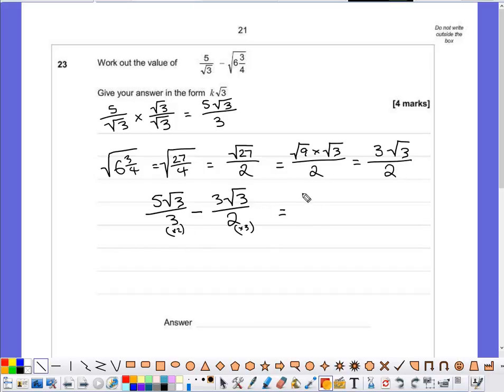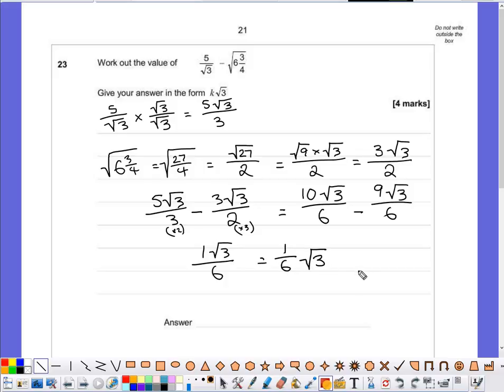So if we multiply this by 2, we're going to end up with 10 root 3 over 6, subtract 9 root 3 over 6. Now we can take these away. 9 root 3s over 6 taken away from 10 root 3s would leave us with 1 root 3 over 6. But the question wants us to put the answer in the form of k multiplied by root 3. So what we would do is take this division, pull it out to make it 1/6 multiplied by root 3. 4 marks.